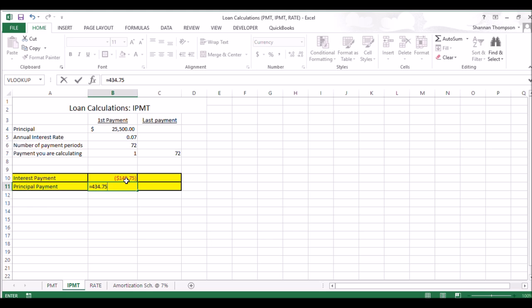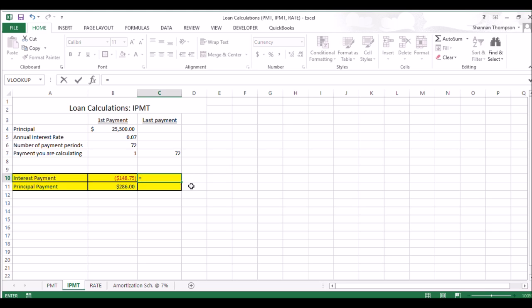$434.75 and subtract it, and that's how much is going towards your principal amount. So for your first payment, you see how it's split out. Now let me show you how it's different with your last payment at the end of 6 years.